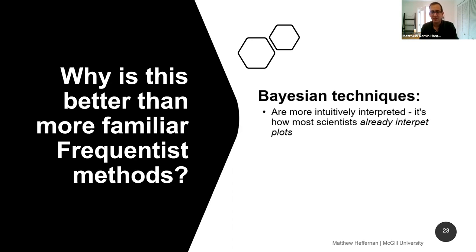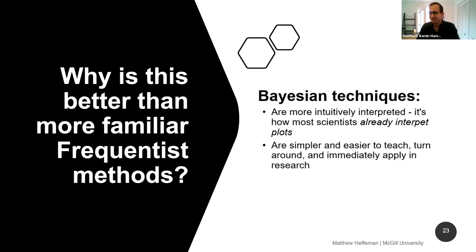So when you look at a plot and you have a central value in some band, and let's say that's the 95% confidence interval, you're probably already interpreting that as, okay, there's a 95% chance that my result is between these two points. Rather than, for example, if I repeat this study an infinite number of times, I can expect 95% of those results to fall between the uncertainties. And so it's really more intuitive for how scientists interpret plots and results already.